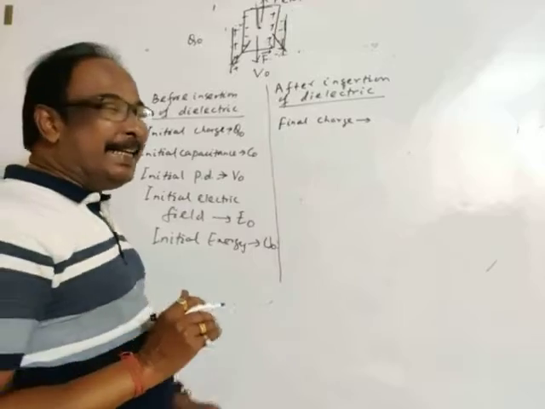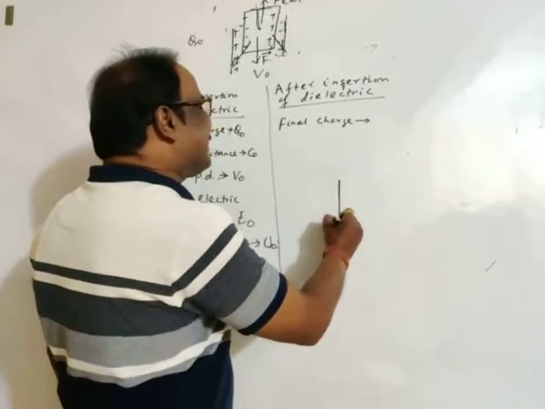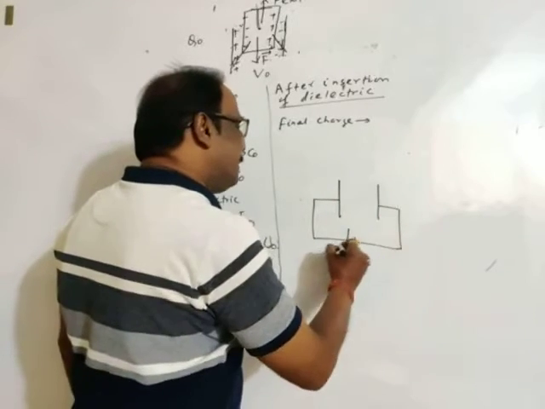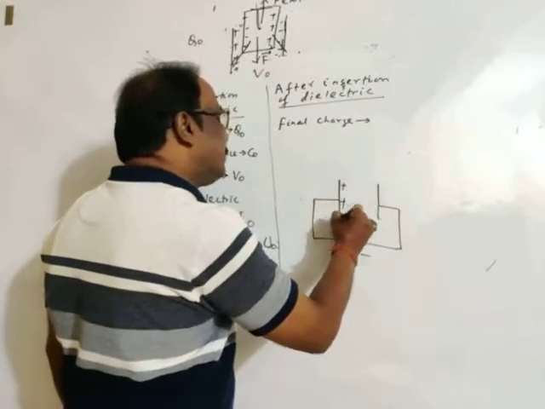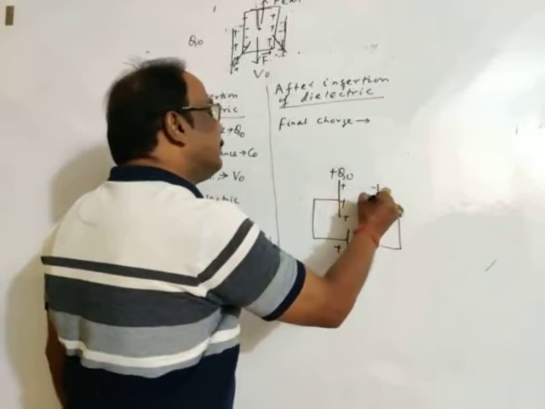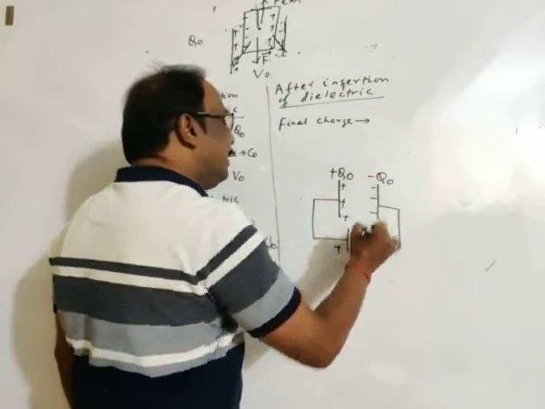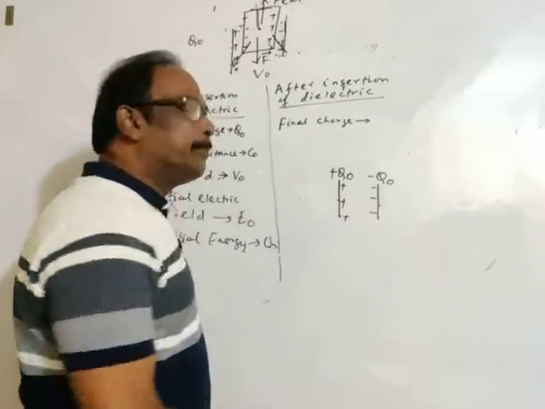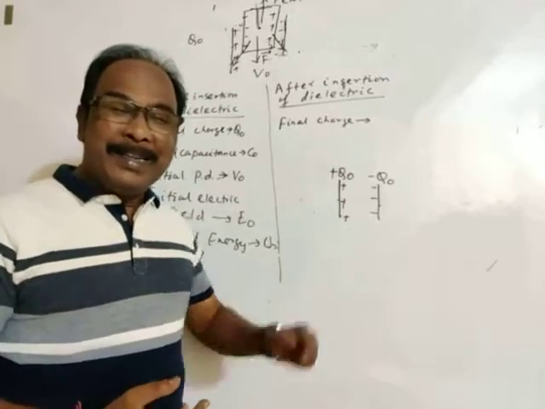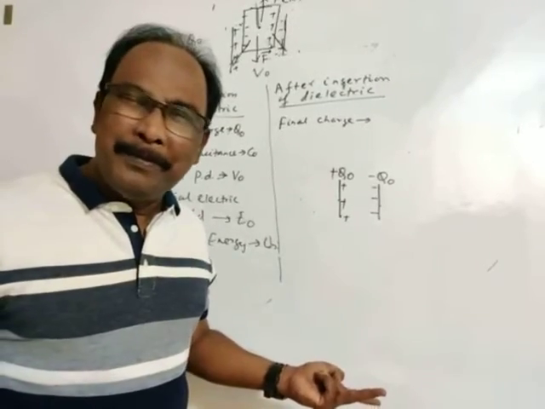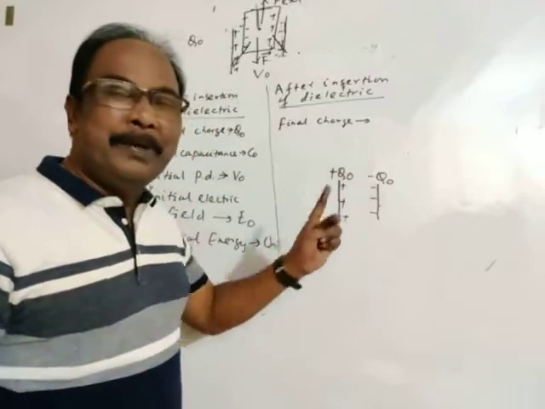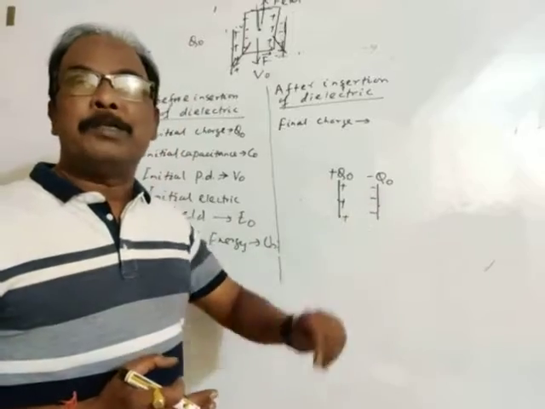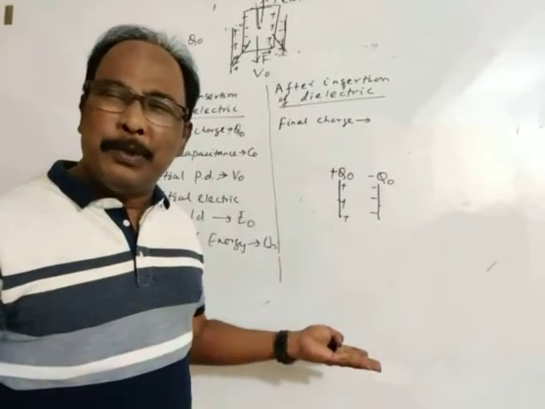See, one concept: this capacitor is first connected to a battery. This plate becomes positive, plus Q naught, and this plate becomes negative, minus Q naught. Now the battery is removed. So what will happen to the charge? Where will the charge move? The charge is distributed on the surface of this plate, and negative charge is distributed on the surface of the second plate.